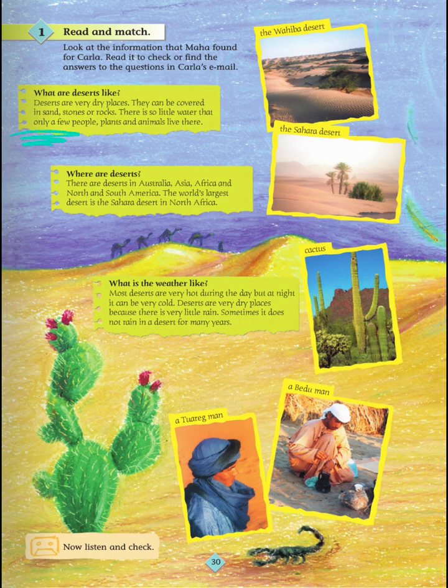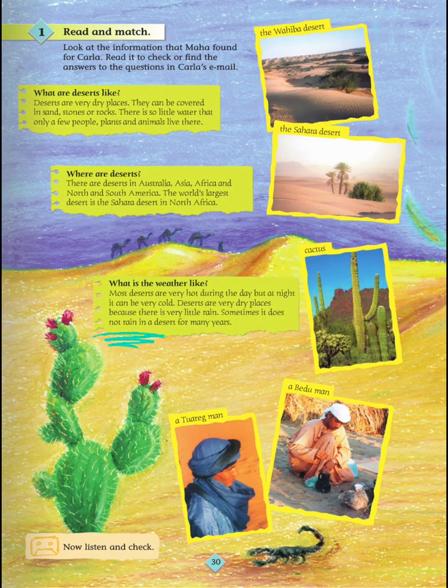So what are deserts like? Deserts are very dry places. They can be covered in sand, stones, or rocks. There is so little water that only a few people, plants, and animals live there. Where are deserts? There are deserts in Australia, Asia, Africa, and North and South America. The world's largest desert is the Sahara Desert in North Africa.